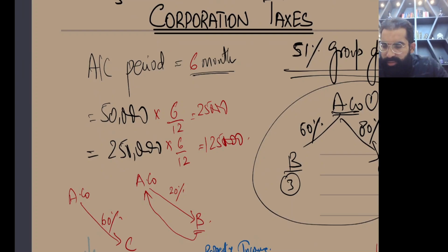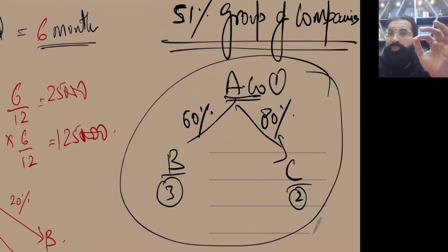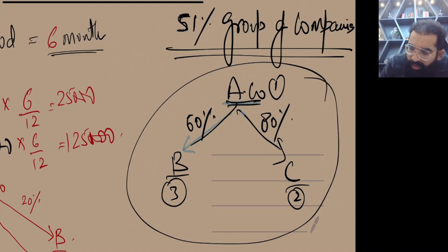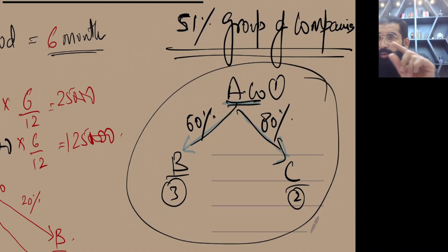The second reason, see this: if you are part of a 51% group of companies. Let us say you are a company, and you have 60% holding in B and 80% holding in C, means more than 50%. Just look at the percentage. More than 50% holding in B company and more than 50% holding in C company. So that means now this group contains total three companies, A, B and C.